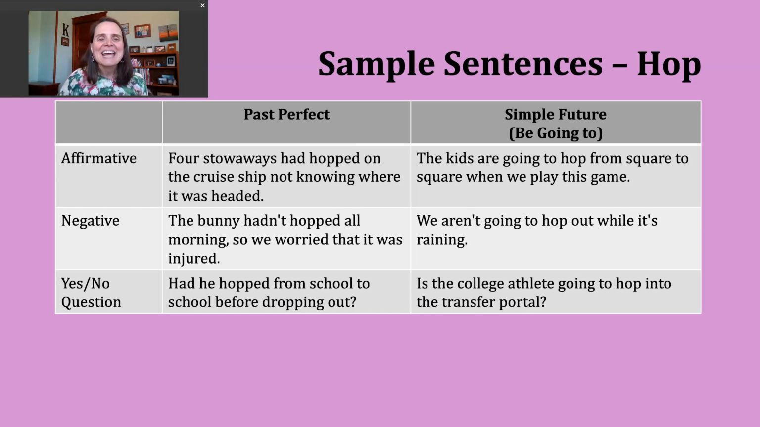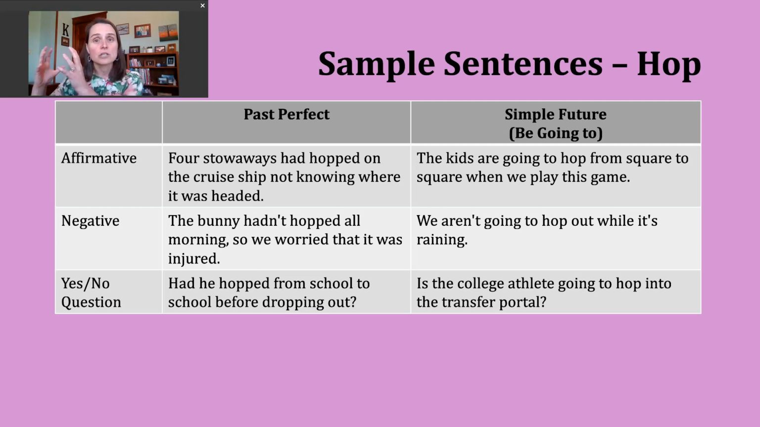To make negative sentences in the past perfect, what we'll do again is start with a subject. We're going to use had not and then the participle. Now, had not can also be combined into the contraction hadn't. Here's an example. The bunny hadn't hopped all morning, so we were worried that it was injured. So this sentence might go back to one of our very first definitions, right, where we're talking about small jumps.